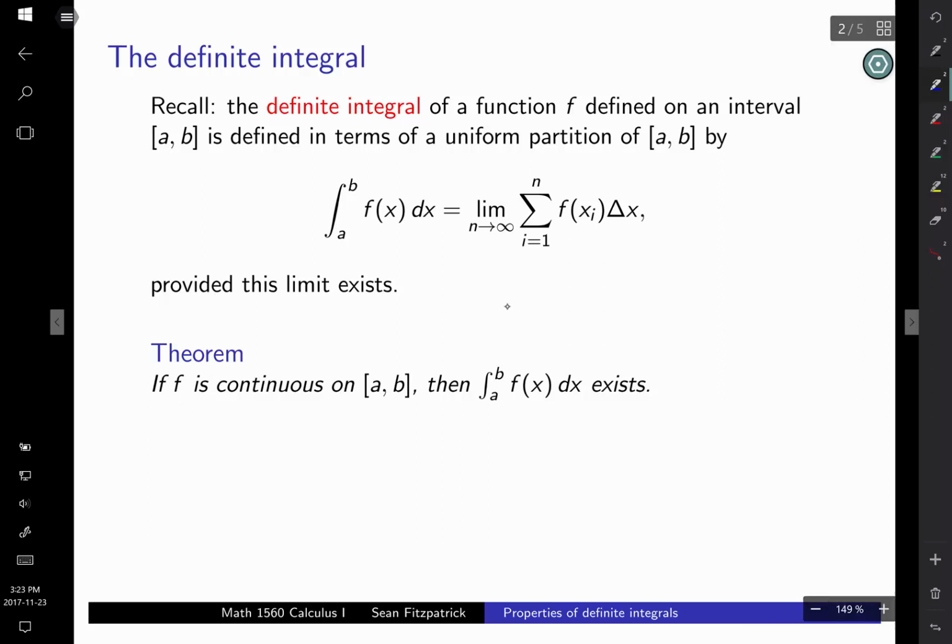And remember that each of the terms in this Riemann sum is the area of some rectangle, right? The height of the rectangle is given by evaluating the function at some point. The width of the rectangle is given by delta x, and the way we set these up is, once we have our interval, we set up a uniform partition into n subintervals. We evaluate our function at the right endpoint for each interval. We do this calculation, we add everything up, and we try to evaluate the limit.